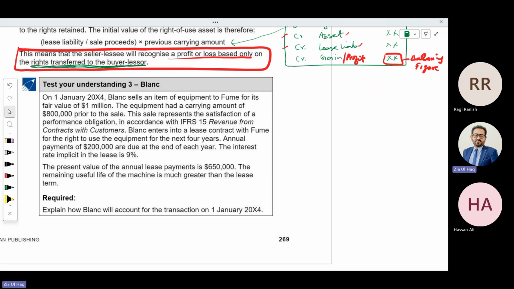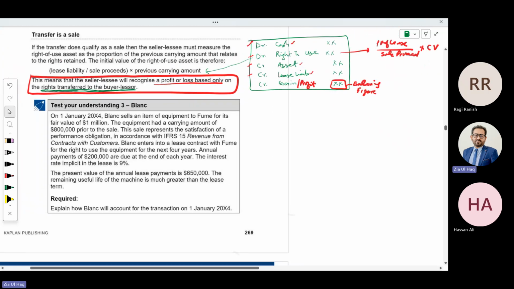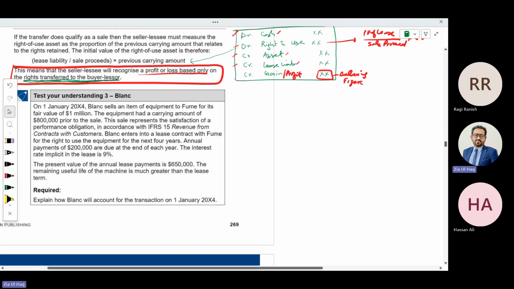Explain how Black will account for the transaction on 1st January 20X4. How will they account for it? They will debit what? Cash. How much cash are they receiving? 1 million. They will debit right-of-use asset, with how much? With how much?